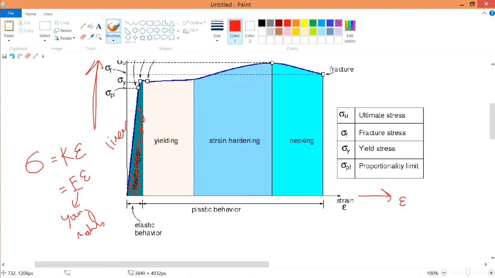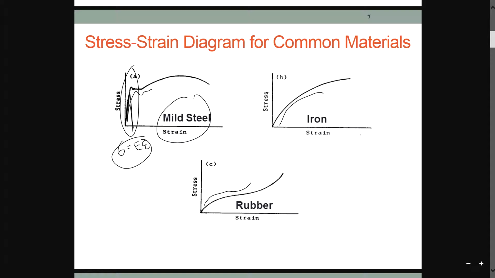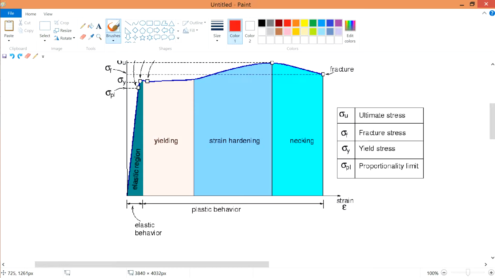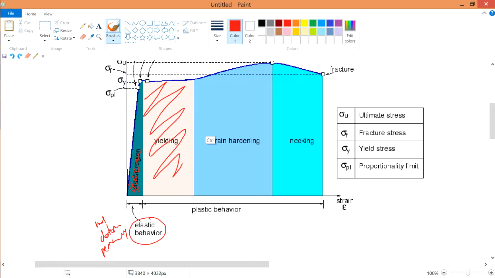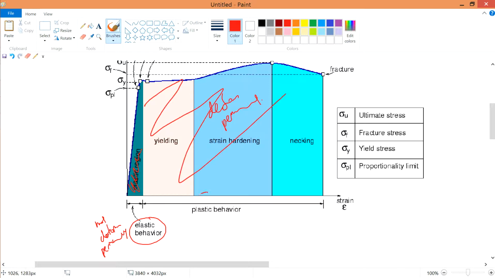A different material will have a different stress-strain curve. For example, mild steel, iron where there is totally no linear region, rubber, something like that. So different material, different stress-strain curve. And this region is in fact the elastic behavior, meaning it will not deform permanently. However, the yielding and the rest will deform permanently, and therefore they are called plastic behavior.